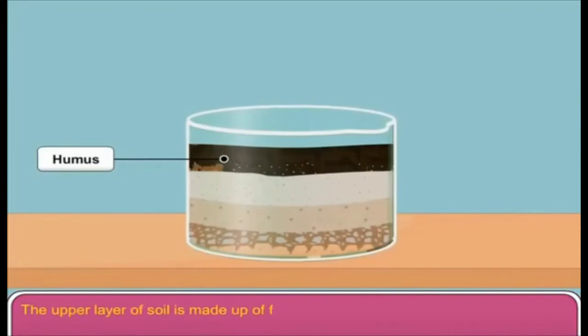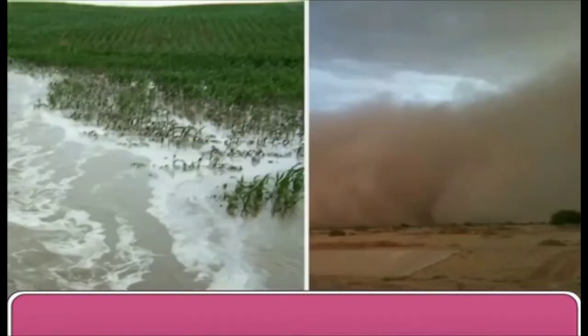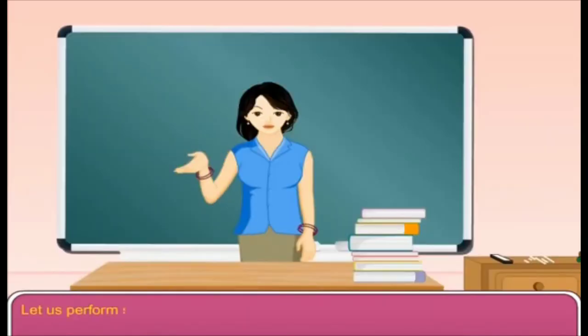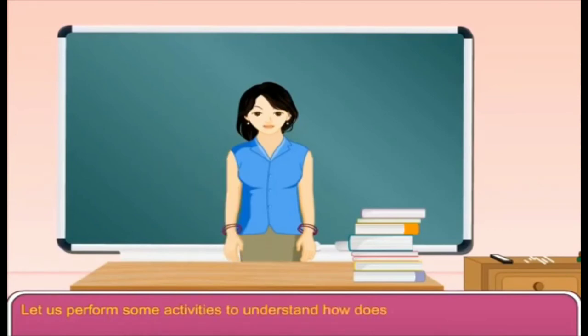The upper layer of the soil is made up of fine soil particles. As we learned, it is rich in minerals and has humus. This humus makes the soil fertile, which is important for plants. Sometimes, because of heavy rainfall, running water, and wind, this top layer is removed, which is known as soil erosion. Now, let us perform a few activities to understand how soil erosion takes place.